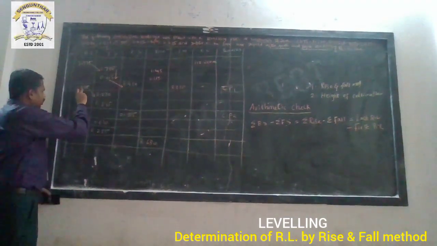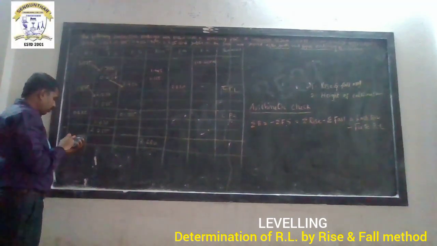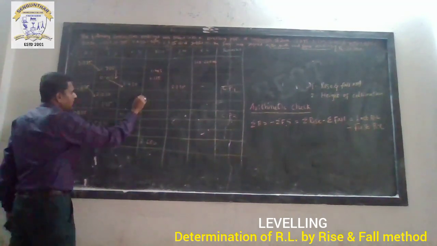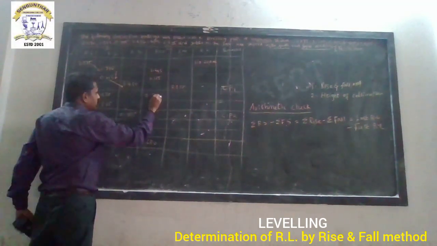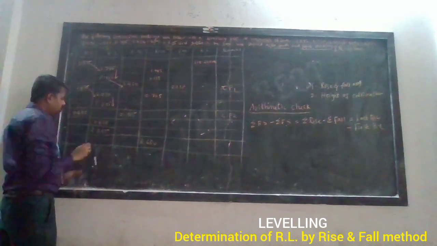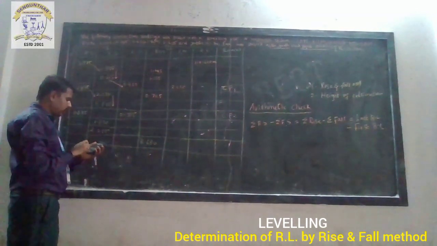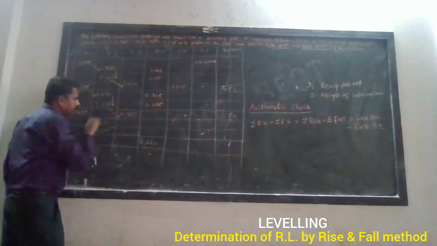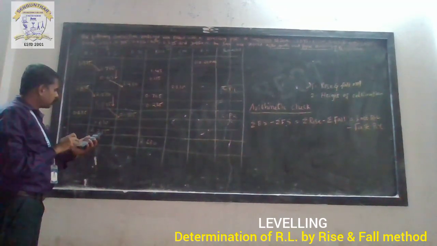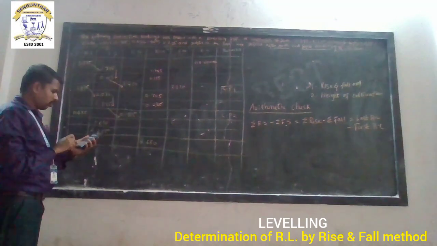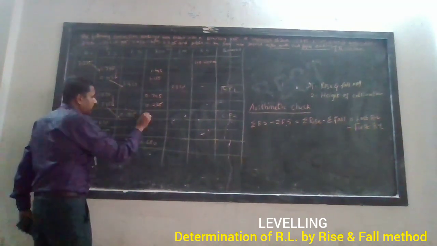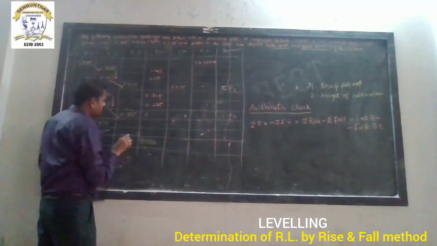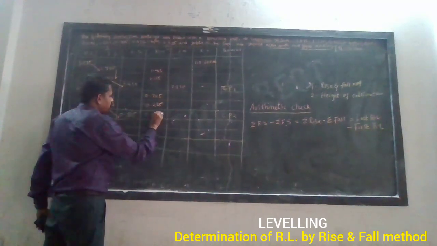After that, take the first value minus the second value, 2.835 minus 2.070, which is equal to a positive value, 0.765. Next, this value minus this value, 2.070 minus 1.835, which is equal to 0.235. Then 1.835 minus 0.985. So that value is also positive. That value is also positive, 0.850.